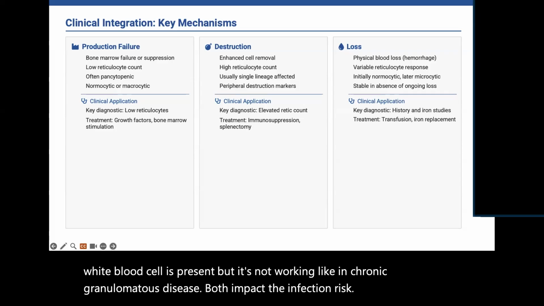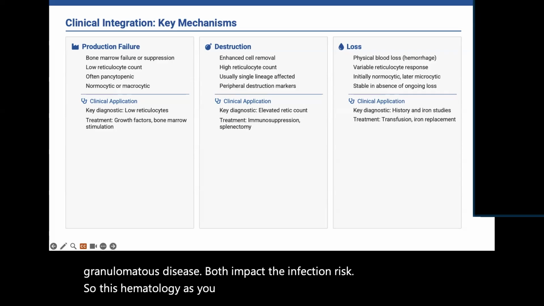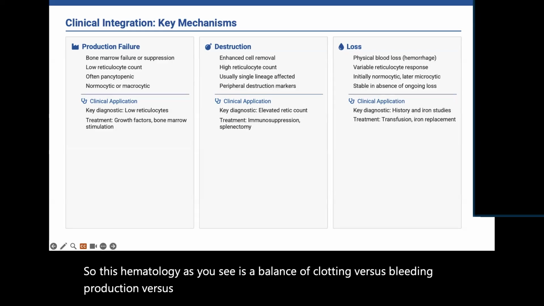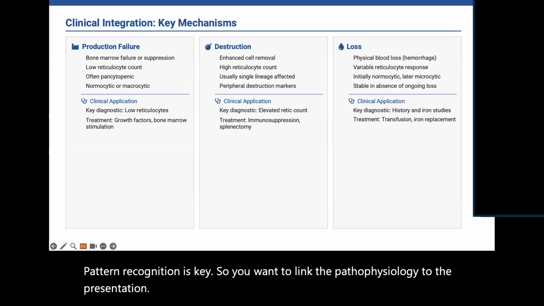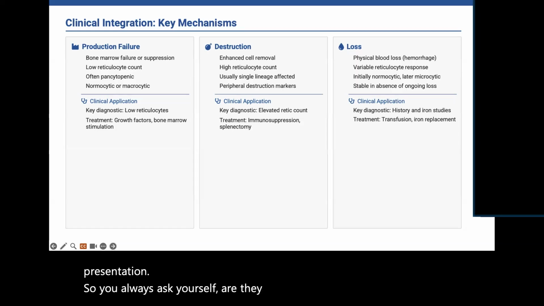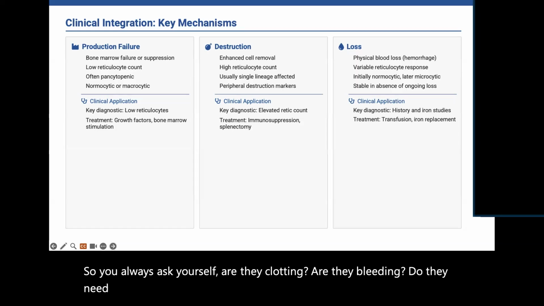So this hematology, as you see, is a balance of clotting versus bleeding, production versus destruction, immune defense versus vulnerability. Pattern recognition is key. So you want to link the pathophysiology to the presentation. So you always ask yourself, are they clotting? Are they bleeding? Do they need blood? Are their white cells working?